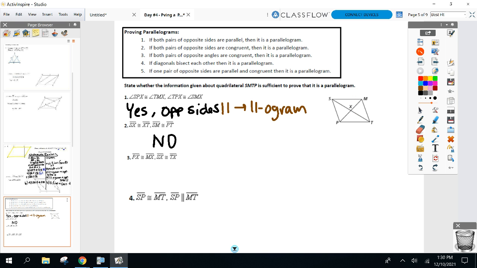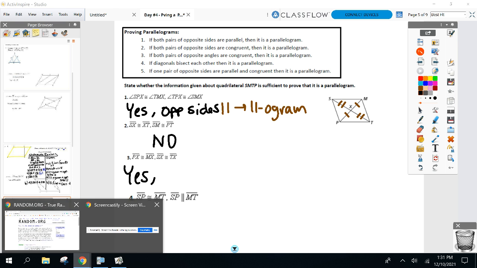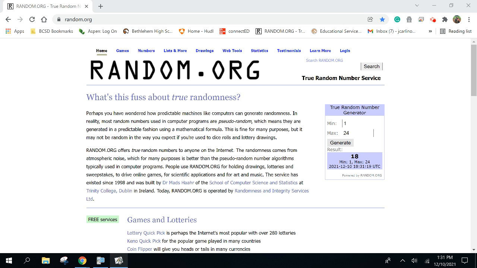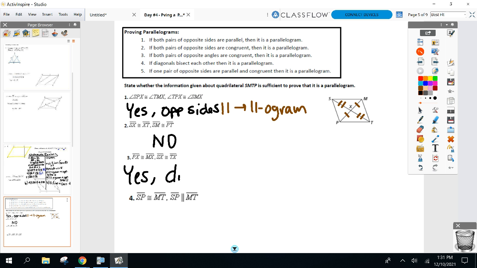Next up. Let's see, what do I have here? PX and MX, SX and TX. Good enough? Parallelogram? Yes. What property are you showing here? What's the property being shown? Diagonals bisect each other. Yep, so diagonals bisect each other implies a parallelogram.